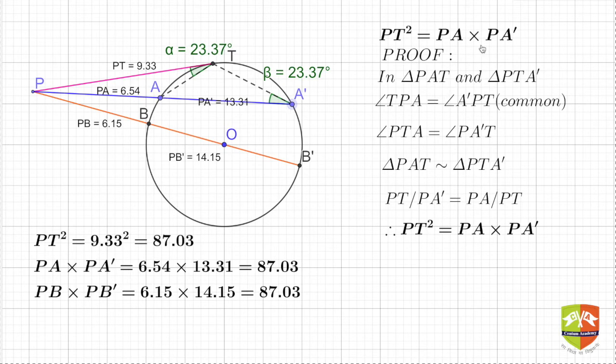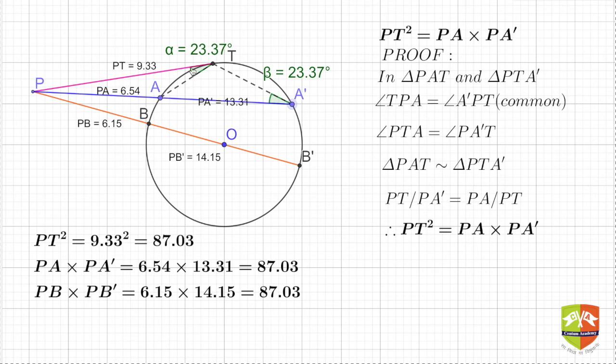Now let's see the proof. Consider triangle PAT and also consider triangle PTA dash. The moment we see a relationship where segments are being multiplied, we get a hint that it must be related to similarity of triangles. So I choose these two triangles, PTA and PA dash T. In both these triangles, angle P is common. TPA is the angle in triangle PAT, and A dash PT is the angle in triangle PA dash T. So this angle is common to both triangles.